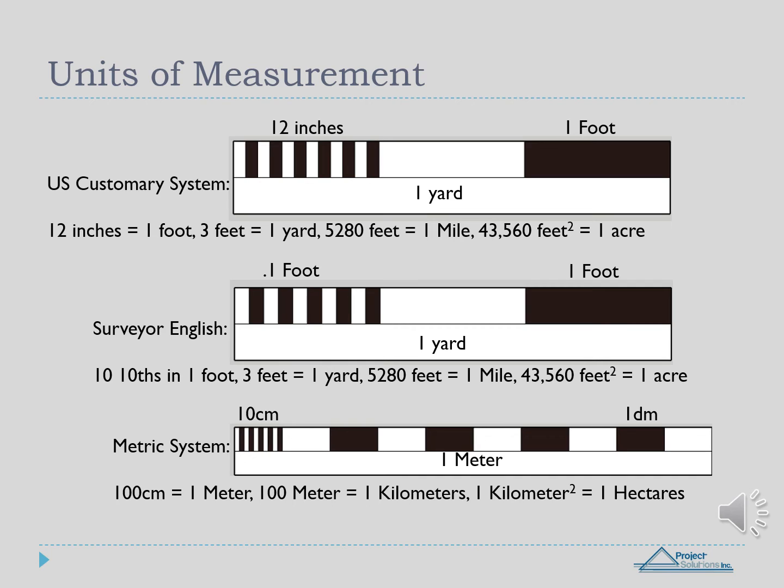Surveyors use a different version of English that omits the inch and instead uses tenths and 1/100ths of a foot. There are 10 tenths and 100 1/100ths in a foot. Therefore, 1.5 feet equals 1 foot 6 inches, and 1.5125 equals 1 foot 6 1/8 inches. These types of units are most commonly found on civil drawings, like road and water projects.